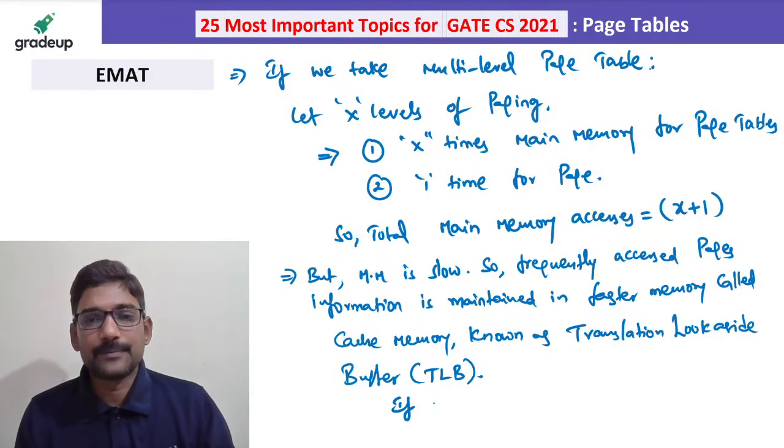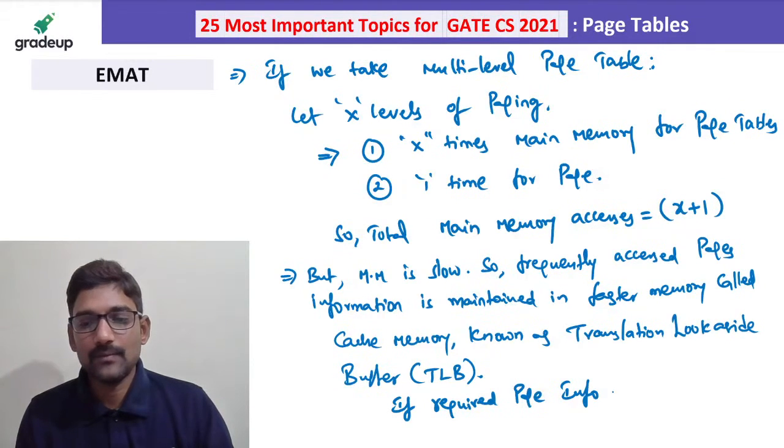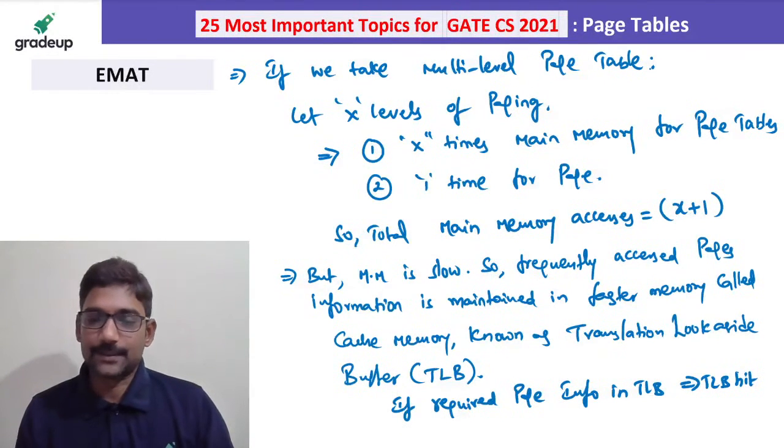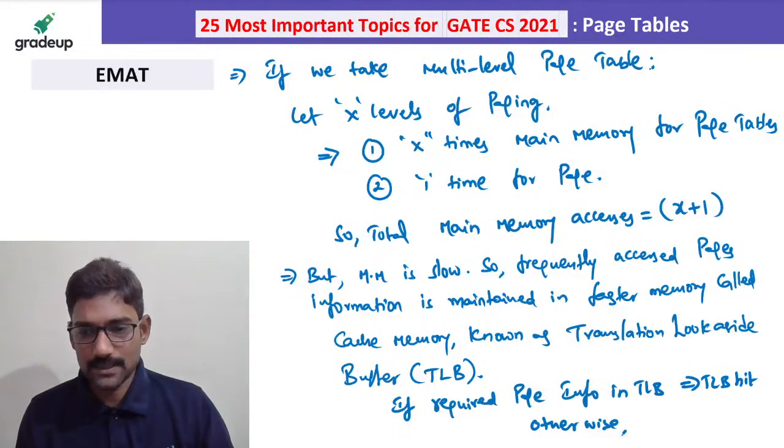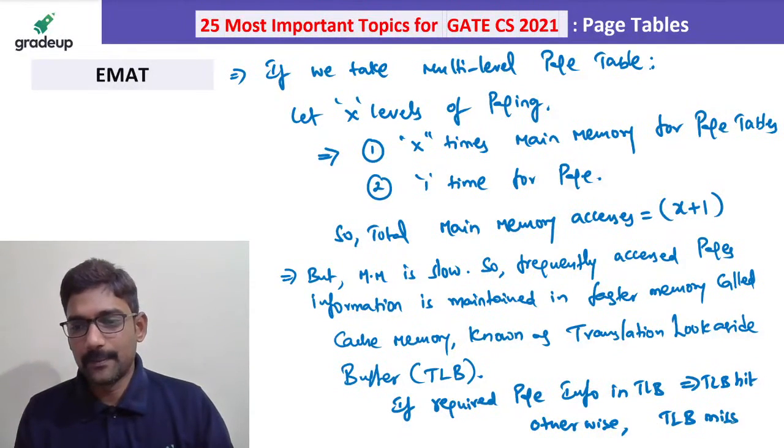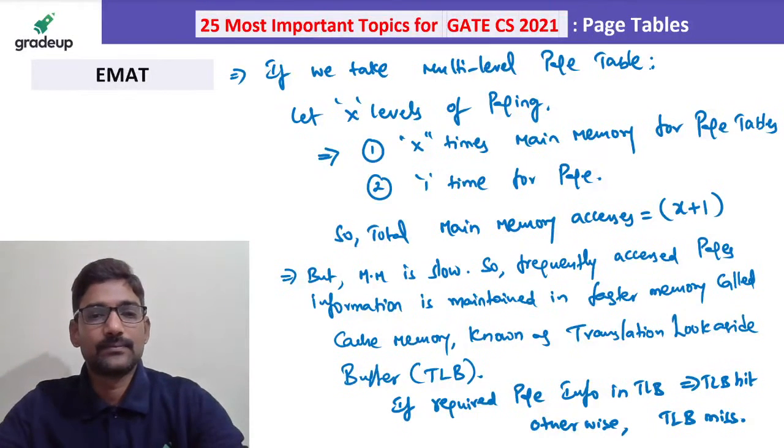So if the required page information is in TLB, we call that a TLB hit. Otherwise, we call this a TLB miss. Okay.